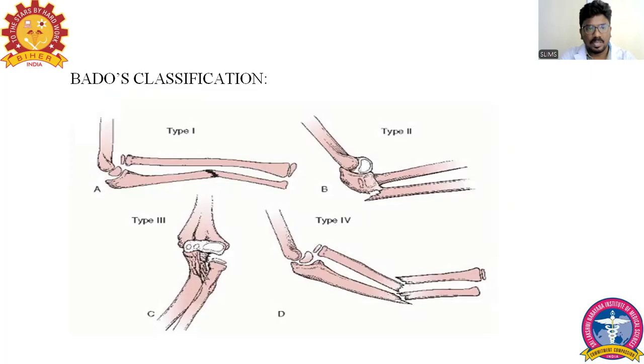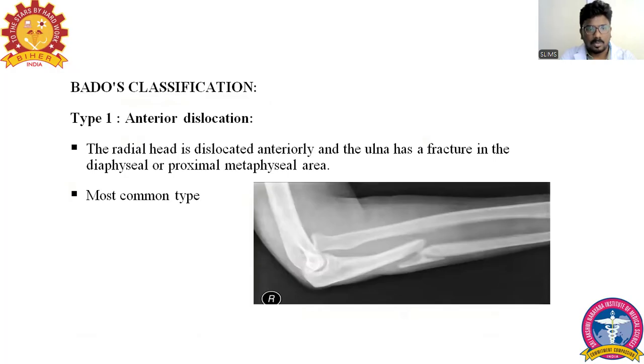This is a pictorial representation of the Bado classification, which is divided into type 1, 2, 3, and 4. I'll elaborate each and every type. In Bado type 1, there is a proximal shaft of ulna fracture, along with disruption of the proximal radioulnar joint, where there is an anterior dislocation of the radius. As you can see here, the radial head is dislocated anteriorly. This is the most common type of Monteggia fracture seen in adults, due to fall from height or traffic accidents.